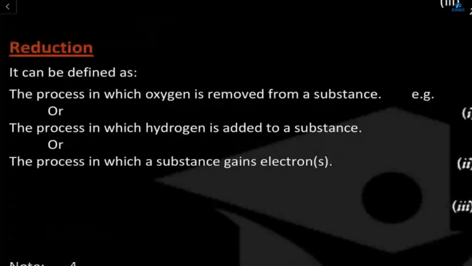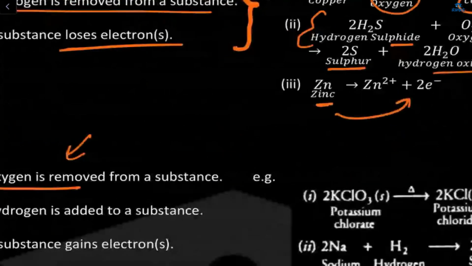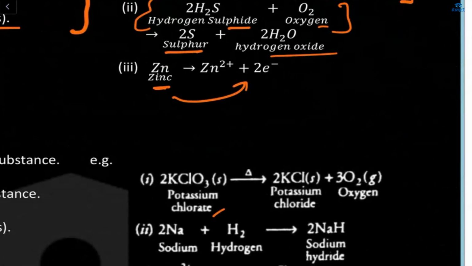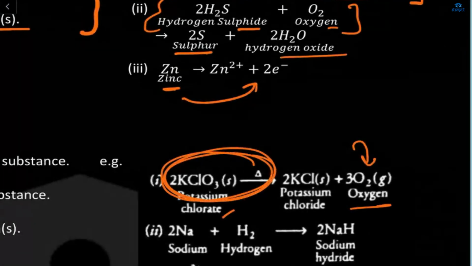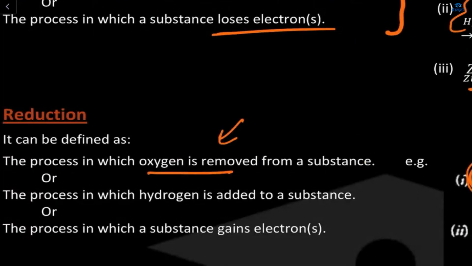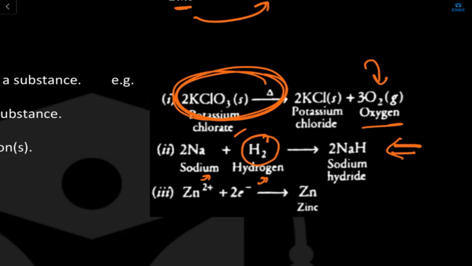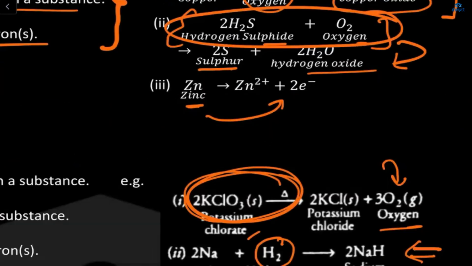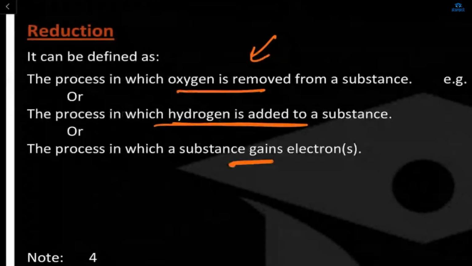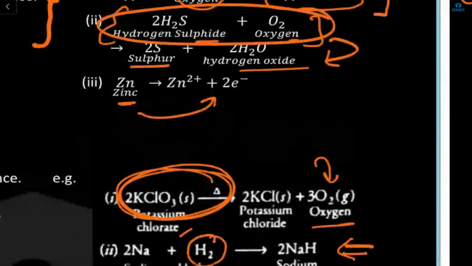What is reduction? The process in which oxygen is removed. In oxidation, oxygen is added, but in reduction, oxygen is removed. Like here, potassium chlorate, when heated, loses oxygen. Next, the process in which hydrogen is added. So here you can see sodium and hydrogen. In this process, hydrogen is added, and as a product, we are getting sodium hydride. Next, the process in which a substance gains electrons. So here zinc gains electrons to form zinc, but there zinc loses electrons.